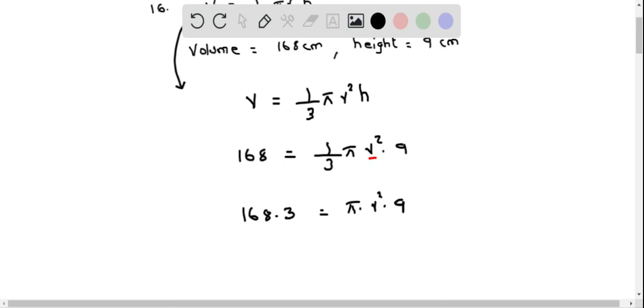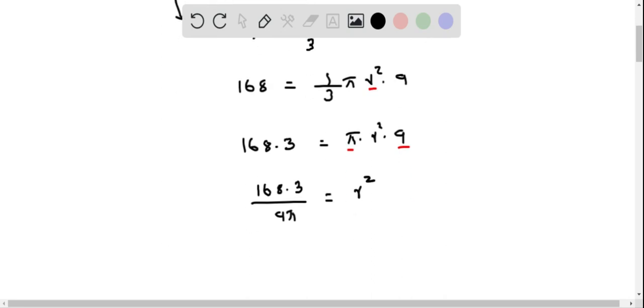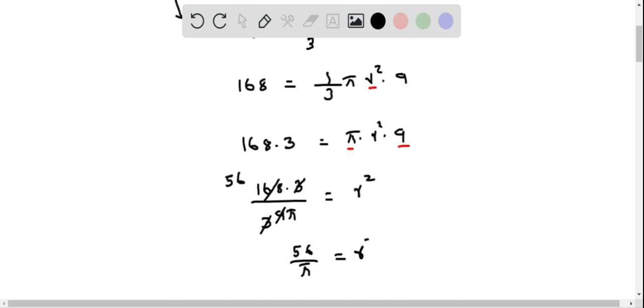squared times 9, and so now we should divide both sides by 9 pi, so that we get r squared on the right side. So this will become 168 times 3 divided by 9 pi equals r squared. Let's simplify the left side expression. We could cancel this 9 with the 3 as 3 times, and now this 168 goes into 3 as 56 times. So we have 56 over pi equals r squared.